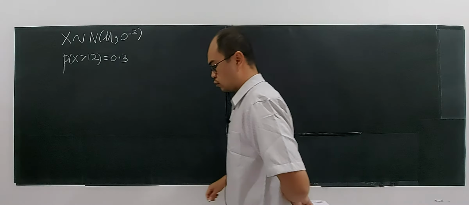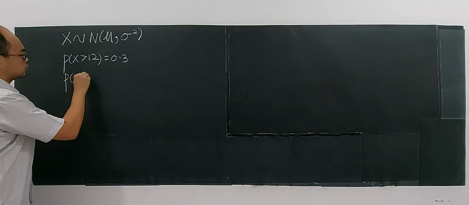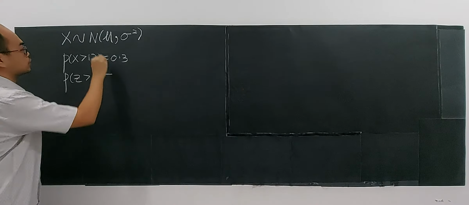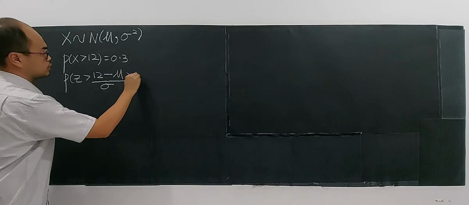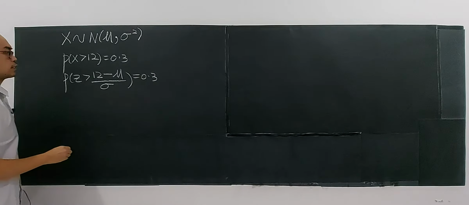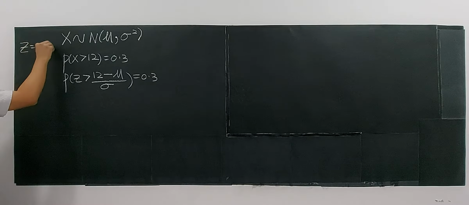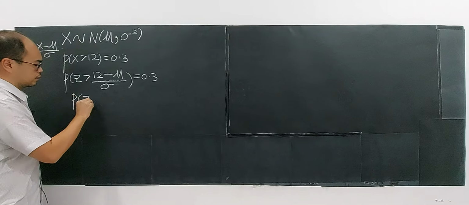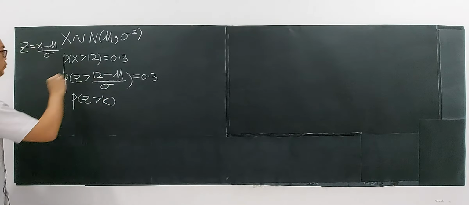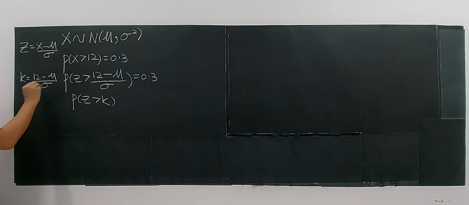We have to convert into a standard score in order to use the statistical table. So convert to a standard score, where we take 12 minus the mean, divided by the standard deviation sigma, which equals 0.3. We're using the formula z equals x minus the mean divided by the standard deviation. I let this be k for now, which is 12 minus the mean over sigma.